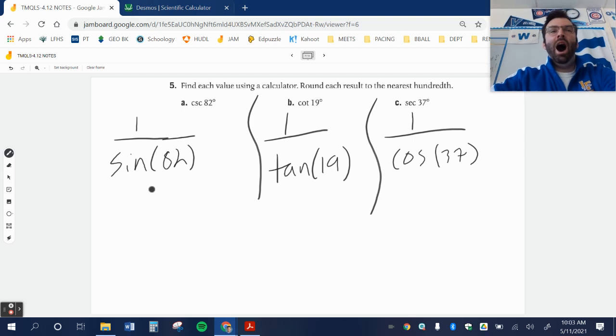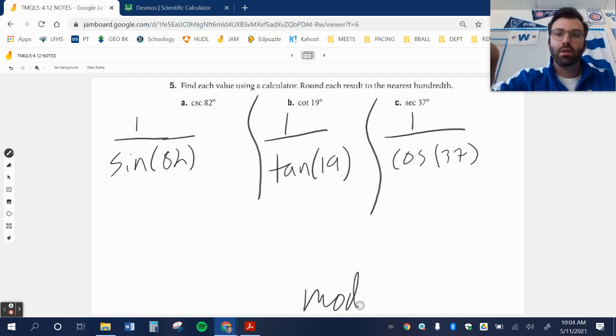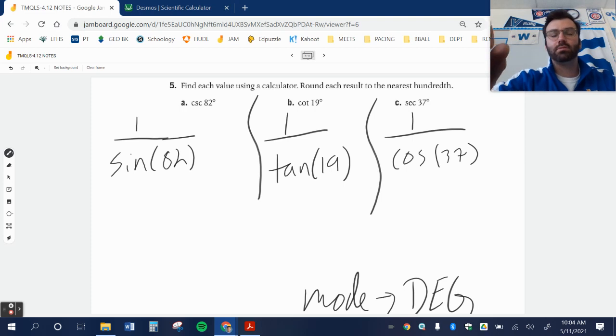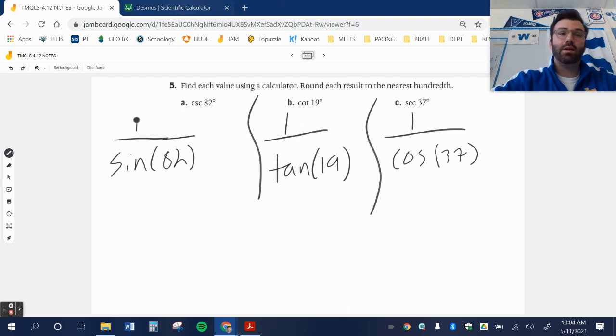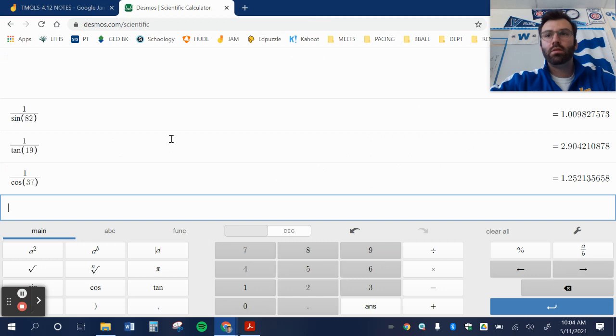All right, so I'm going to do this. Go ahead and give it a shot yourself. Use your calculator. If you use the graphing calculator, you want to make sure your mode is in degrees. So I'll go to mode and make sure degrees is selected. For those of us that are not, I would use the Desmos scientific calculator on our school or on our Schoology page. So go ahead and try that.